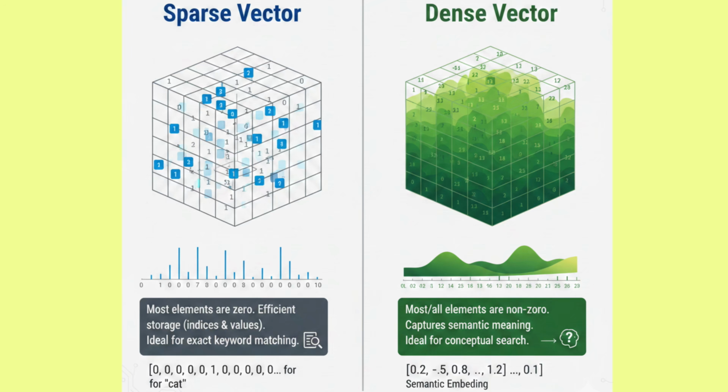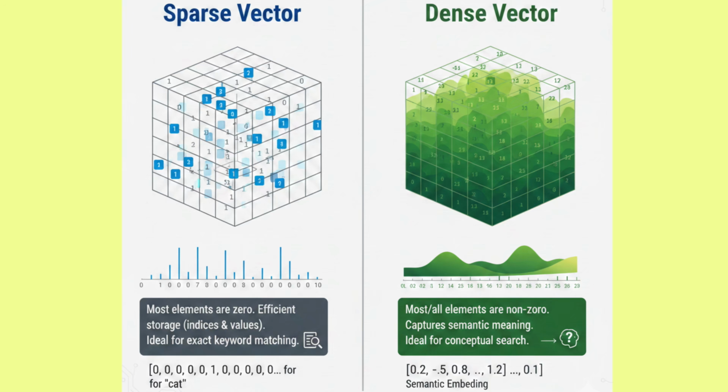So what are they basically? These are high-dimensional vectors where most of the values are zero. They are typically generated using traditional information retrieval techniques like TF-IDF, which stands for Term Frequency Inverse Document Frequency, or BM25, which stands for Best Matching 25. Each dimension in a sparse vector often corresponds to a specific keyword or term in a predefined vocabulary.